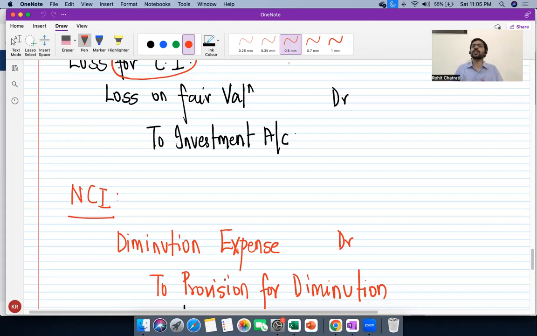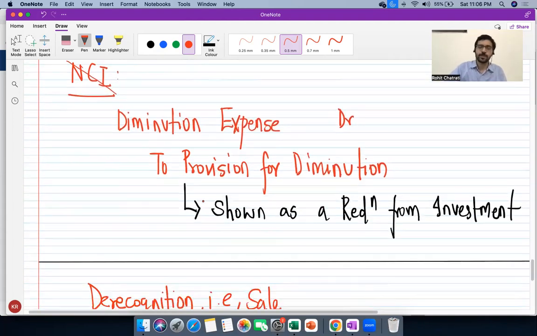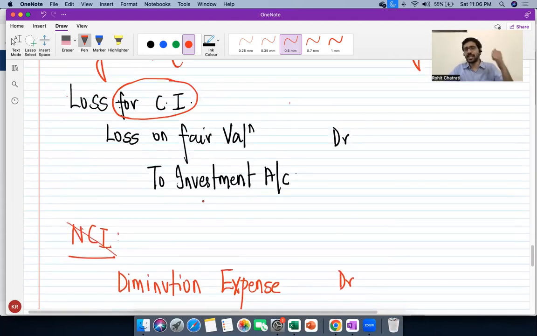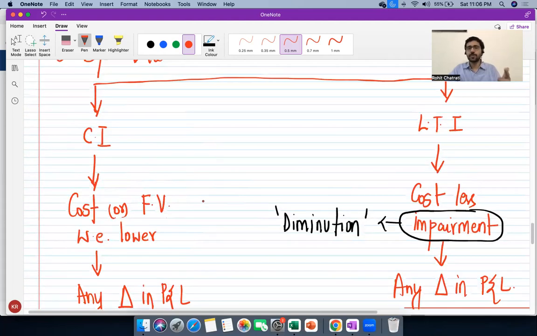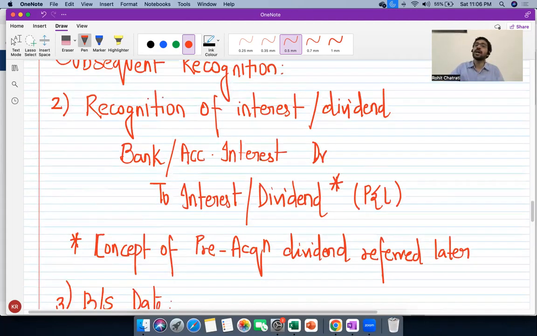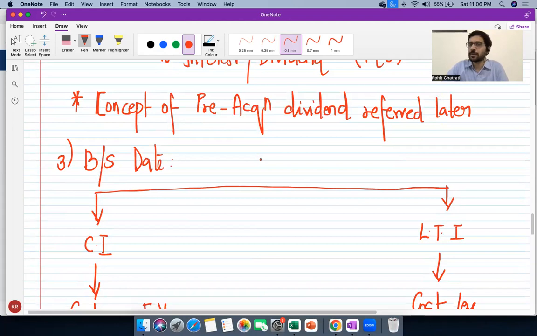So for non-current, in fact, I shouldn't have written non-current. I should have written long-term investments over here. I'm so sorry. For long-term investments, it's going to be diminution expense debit to provision for diminution. That is the balance sheet date measurement. So we have seen initial recognition. We have seen subsequent recognition on how we recognize interest income and dividend income. And we have also seen balance sheet date measurement.